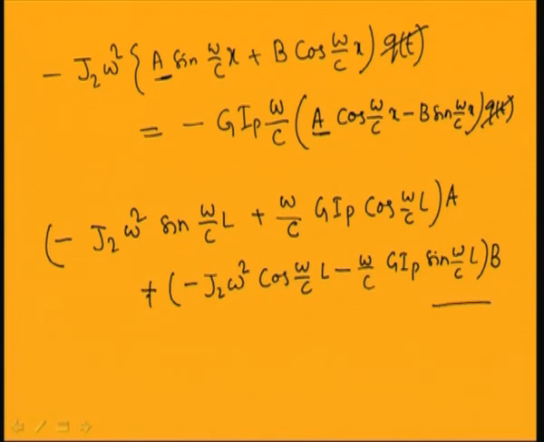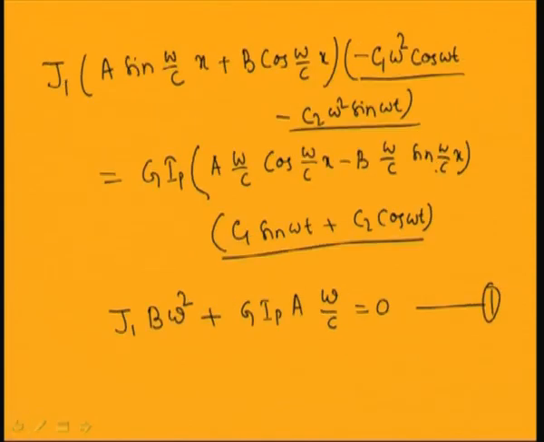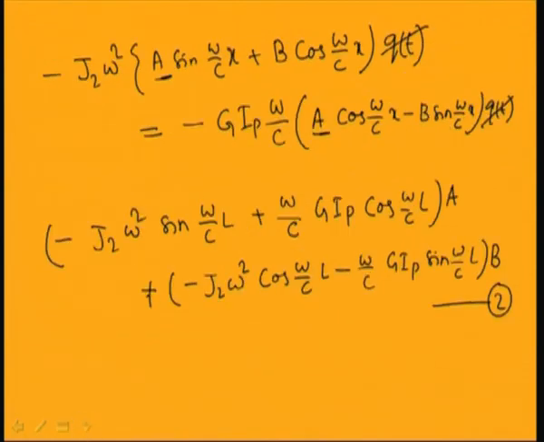So, you have two equations. In the first equation you have g I p omega by C into A plus g 1 omega square B, this is equal to 0, and in the second expression you have minus j omega square sin(omega by C). So, this is equal to 0. So, I can take a negative sign common, so I can write this positive and this minus and this term as positive. By taking a negative sign common, I can write this expression in this way.